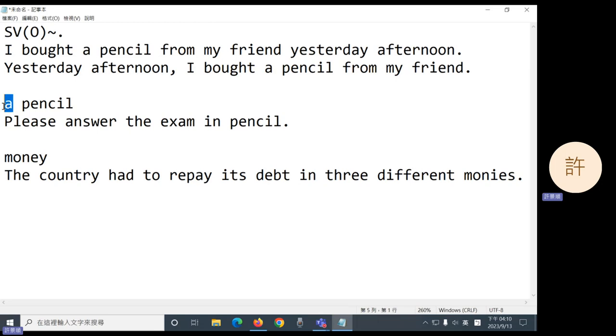So we've talked about a, right? And if the noun begins with a vowel, you use an. What about the? This is something that most Taiwanese students have trouble with. Not just Taiwanese students. The BBC called it the most powerful word in the English language. This word does not exist in many other languages. What does it do?